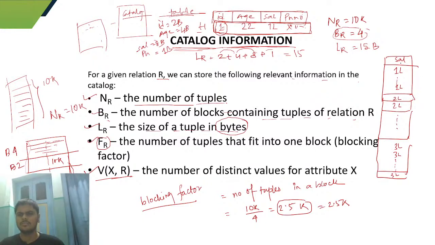If we are asked what will be the V of salary in the relation R, this is nothing but 3, because what is the number of distinct salaries here? We have distinct salaries of 1 lakh, 2 lakh, and 3 lakh. So the number of distinct salaries possible is 3. The notation is read like this: V of salary is the distinct number of salaries in the relation R. So this is nothing but 3.